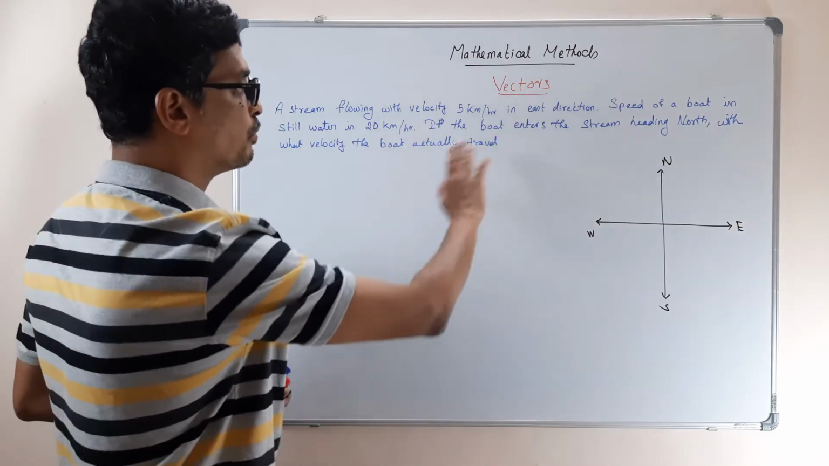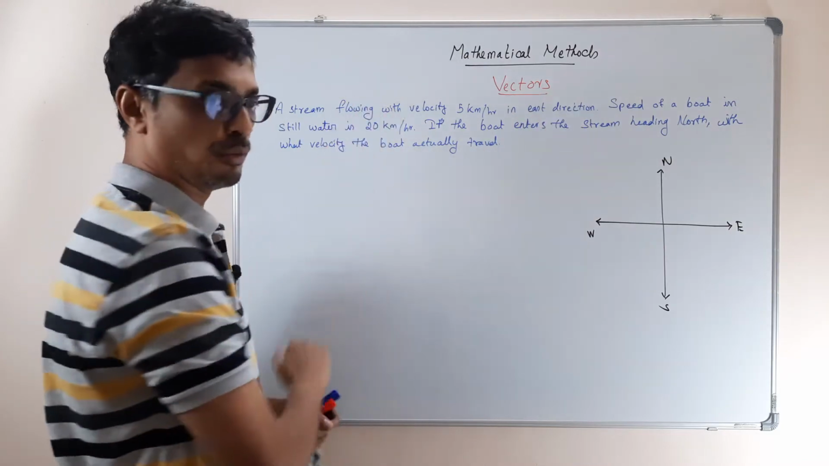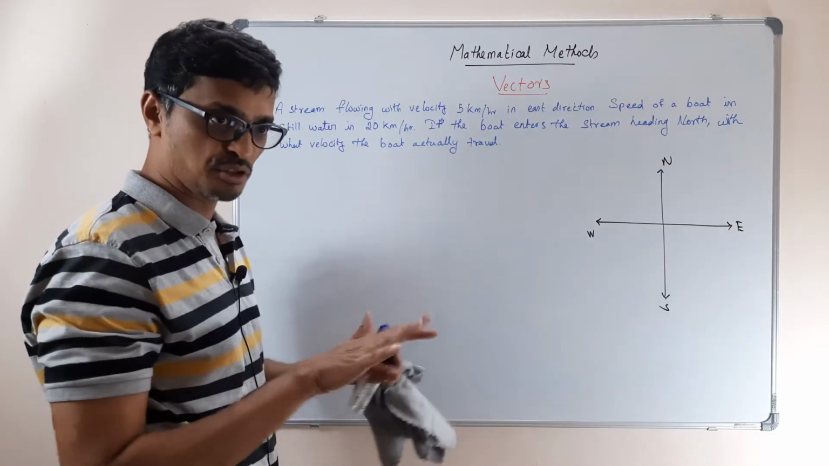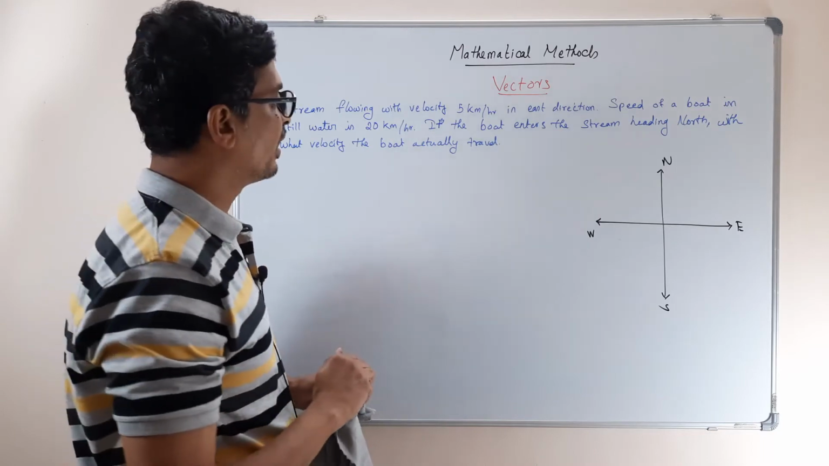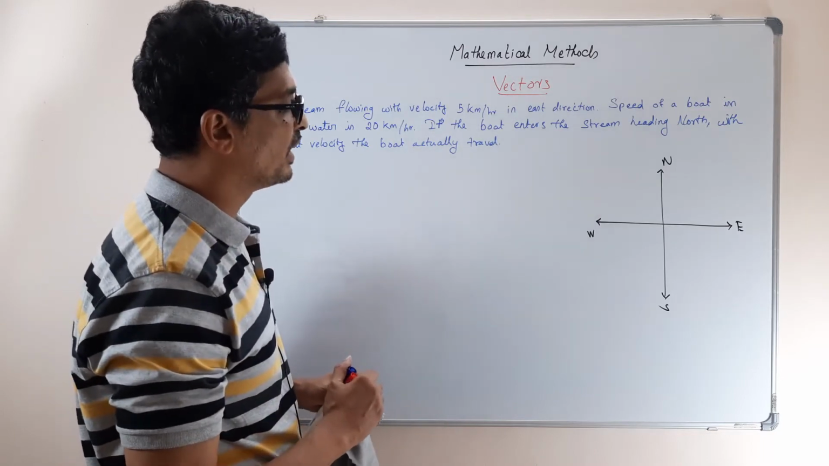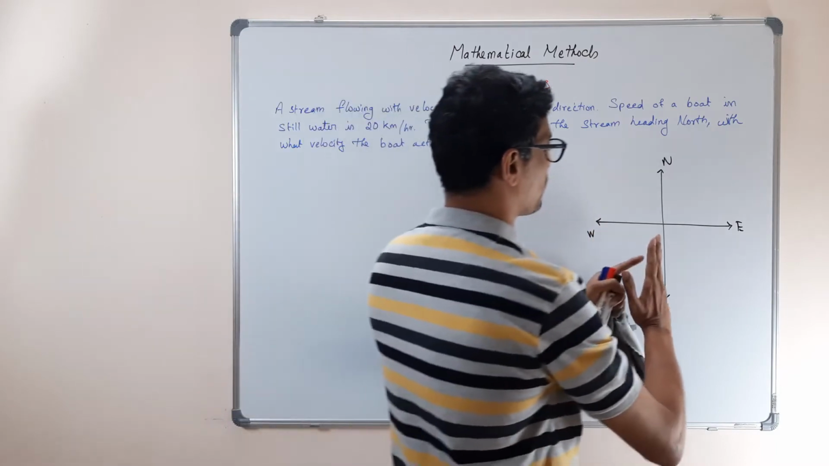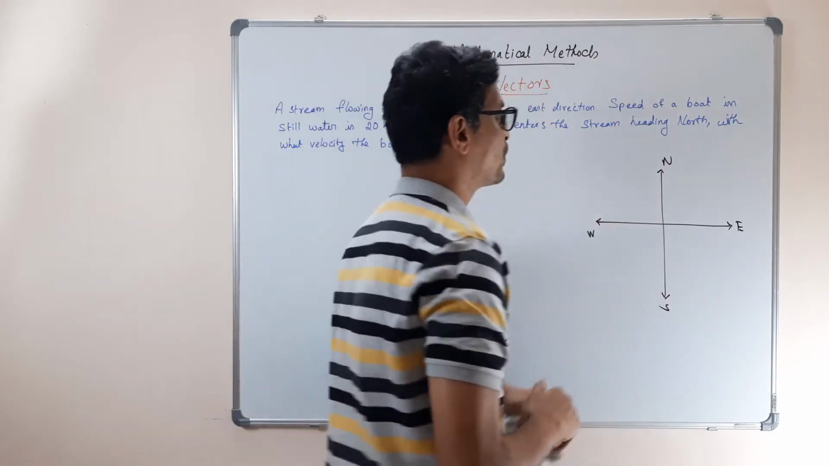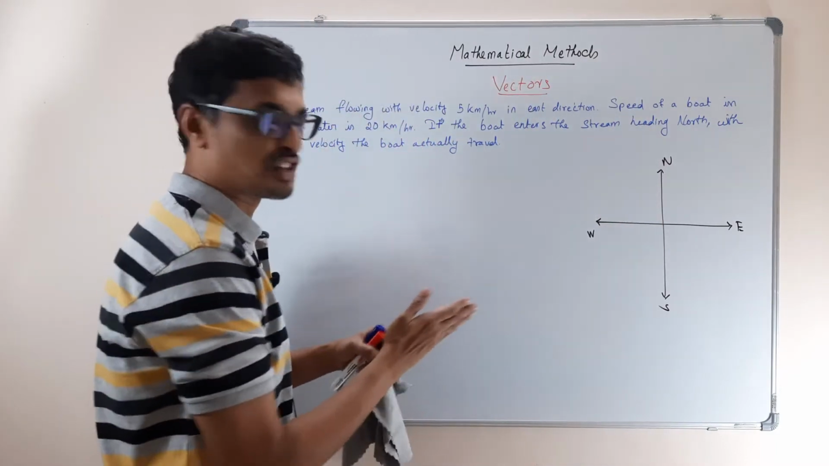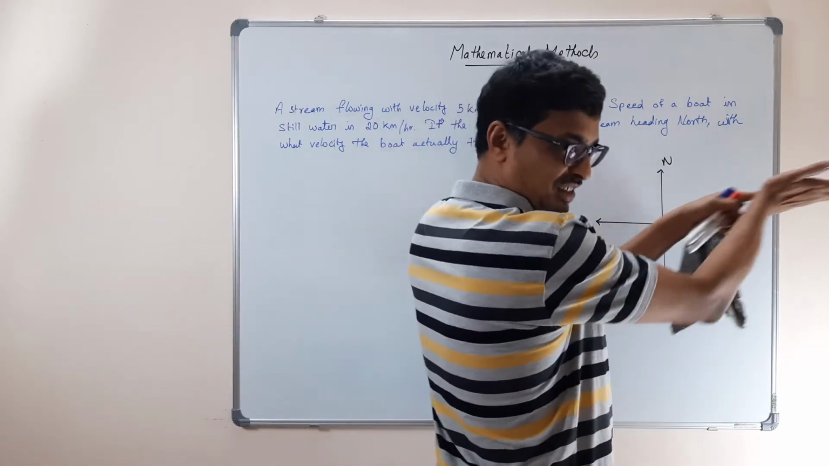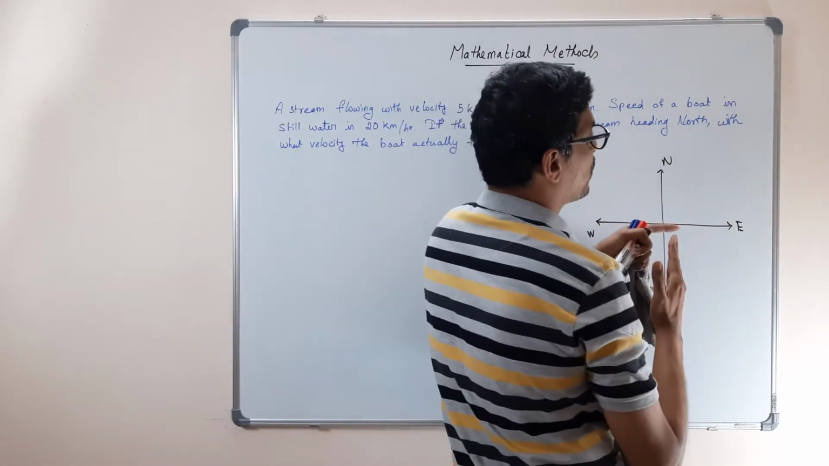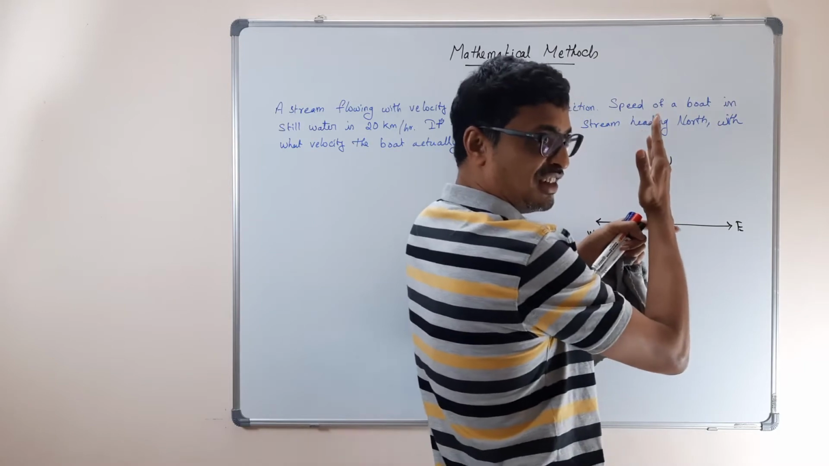And the speed of a boat in still water is 20 km per hour. So in still water it goes 20 km per hour. And now the boat enters the stream heading north. That means it's going to enter from here. So of course the stream is going to pull the boat along this eastward direction, but the boat is going to move along the northward direction. So there can be a resultant.